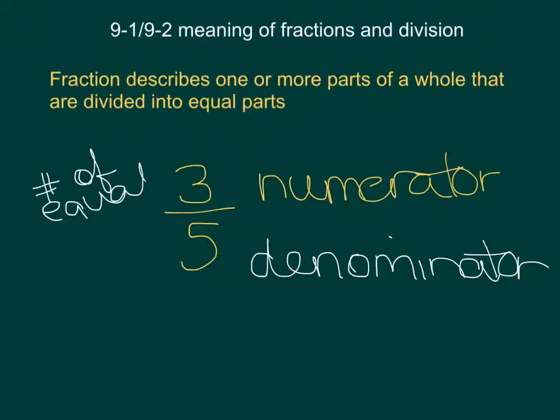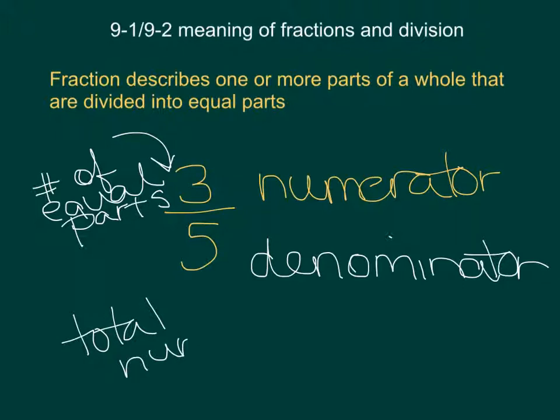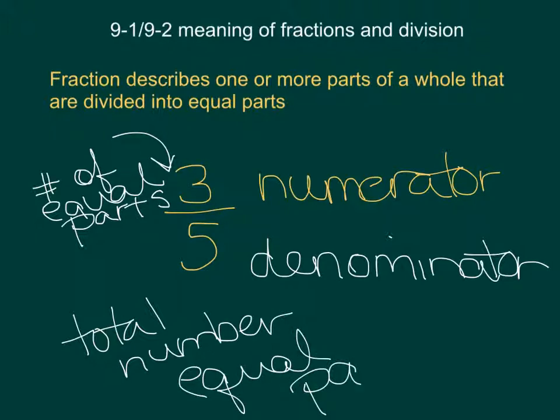And what this means is the number on top is the number of equal parts, and the number that's on the bottom is the total number of equal parts, or available parts. So the number on the bottom, the denominator, is the whole, and the number on the top is the part.